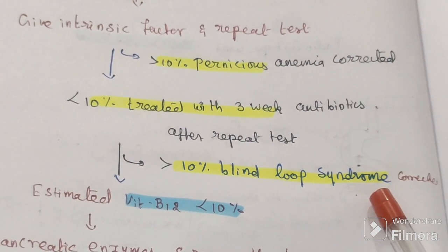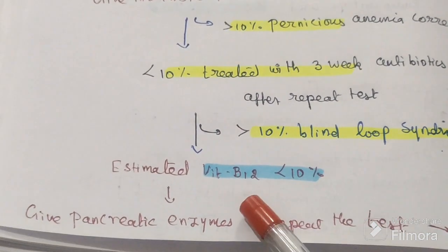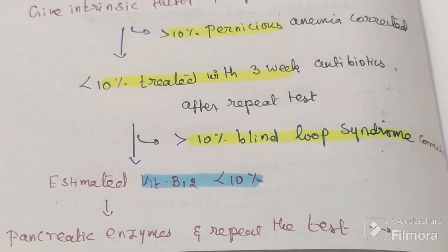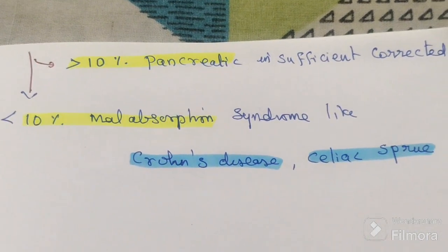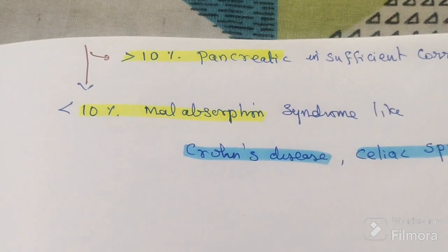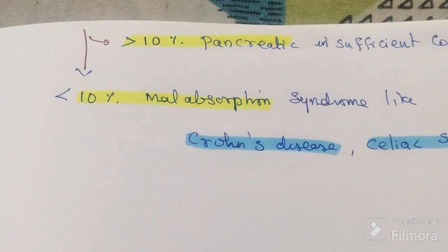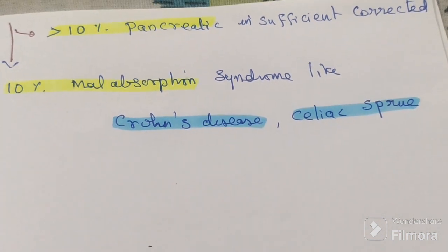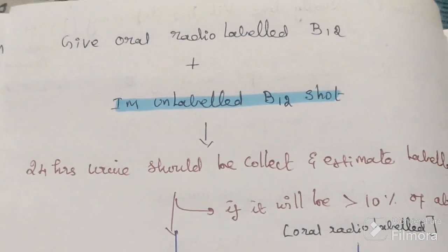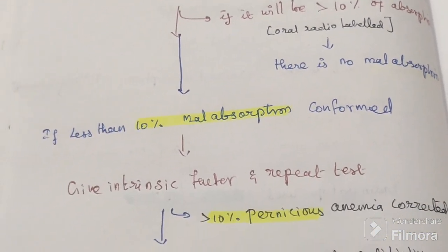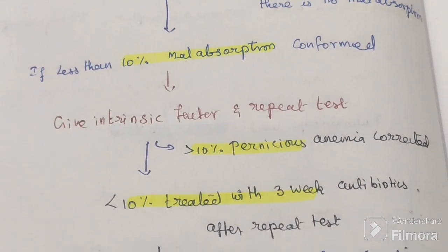Suppose it is less than 10 percent, it means give pancreatic enzyme and repeat the test. If more than 10 percent, pancreatic insufficiency is confirmed. Less than 10 percent means a malabsorption syndrome like Crohn's disease, celiac sprue, like that. So this is the protocol for Schilling test.